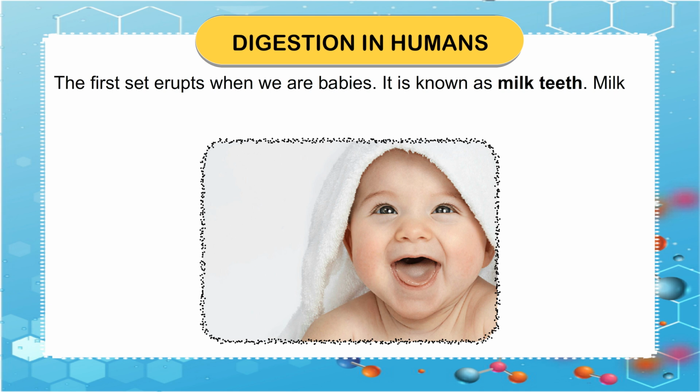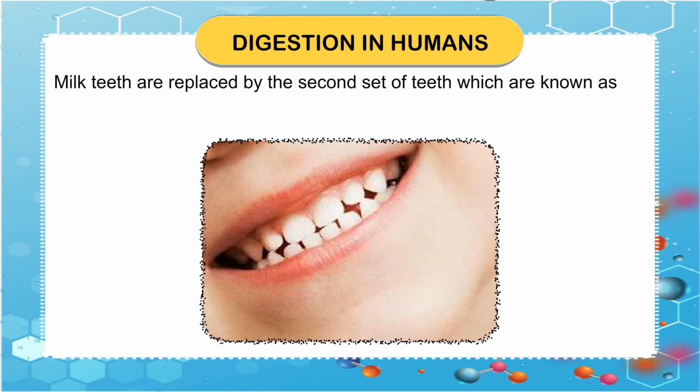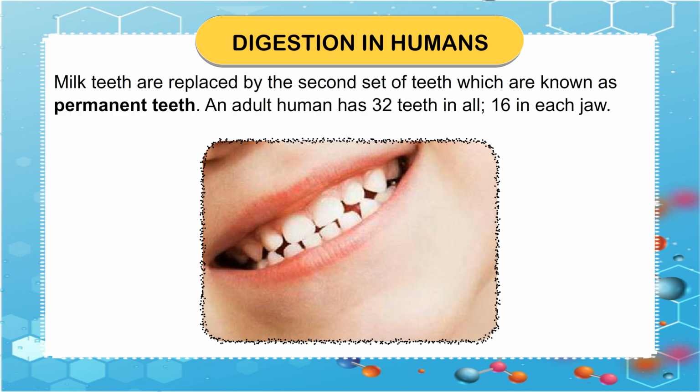It is known as milk teeth. Milk teeth last until we are about 8 years old. Milk teeth are replaced by the second set of teeth, which are known as permanent teeth. An adult human has 32 teeth in all, 16 in each jaw.